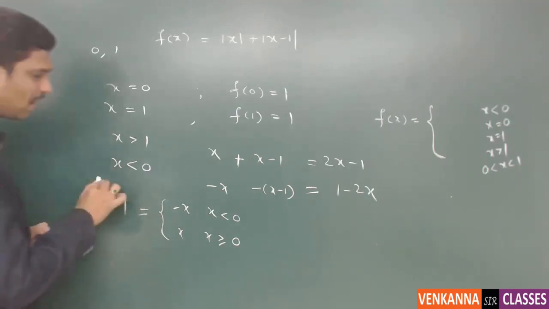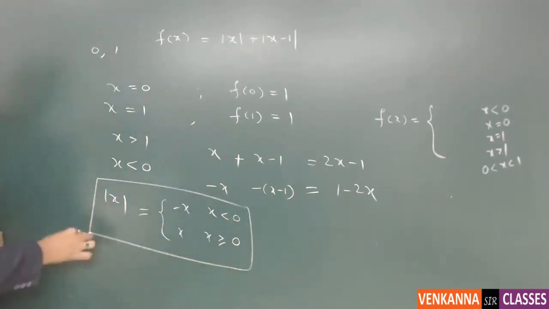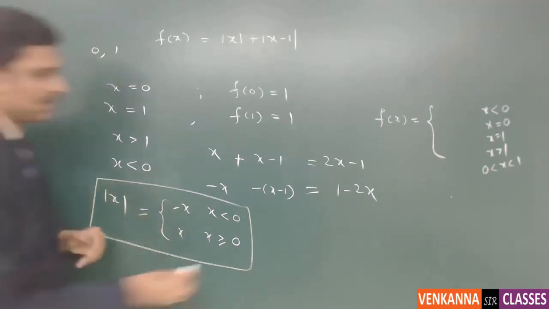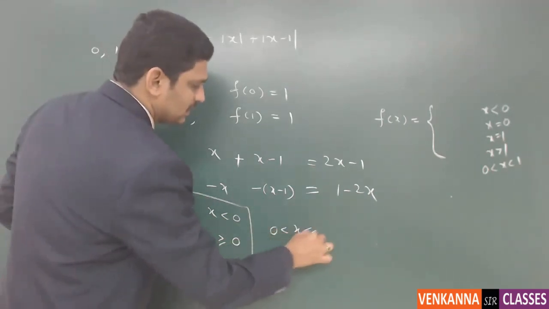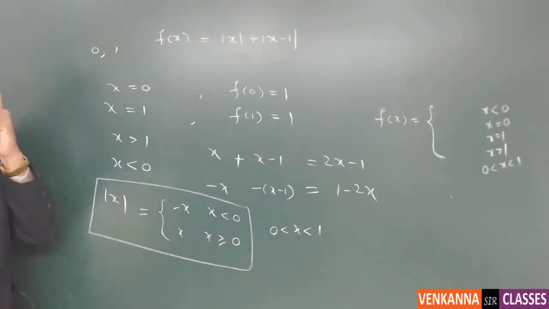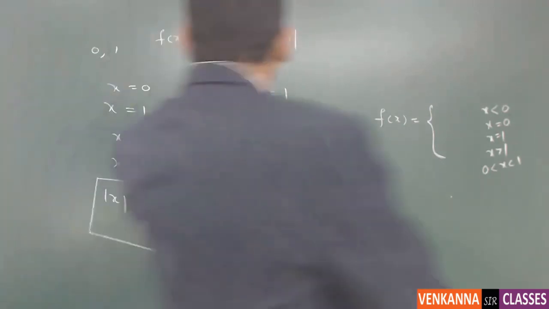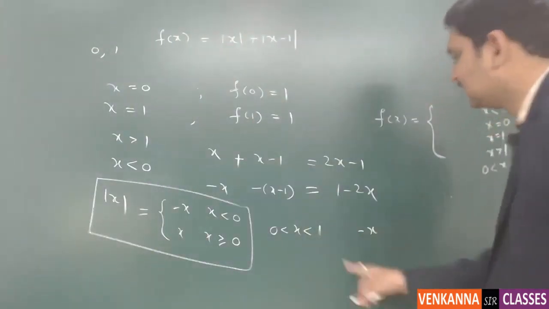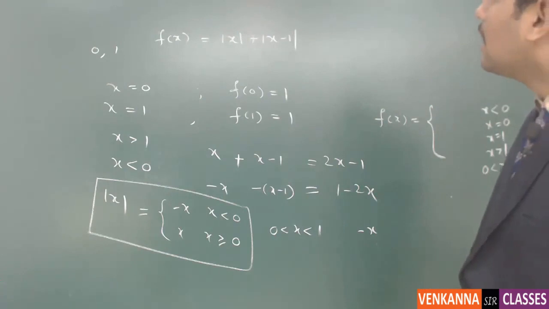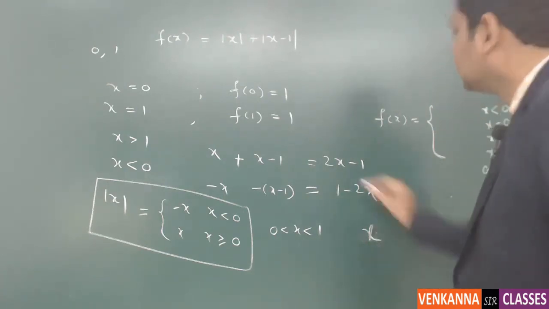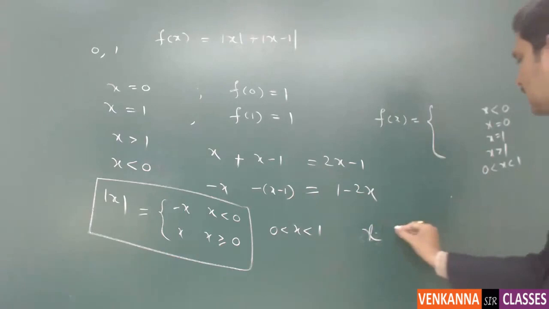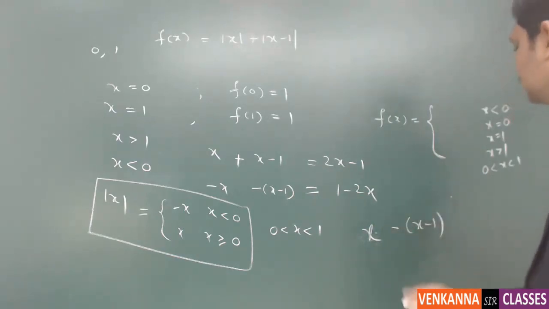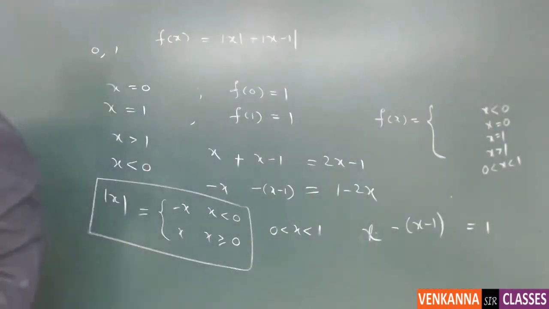So after this, one more case is left: what happens if x is less than 1 and greater than 0. So you are taking a number which is lying between 0 and 1. In such a case, mod x will be x, sorry, and mod of x minus 1 will be minus of x minus 1. So it will be 1 on summing up. Is that clear to all?